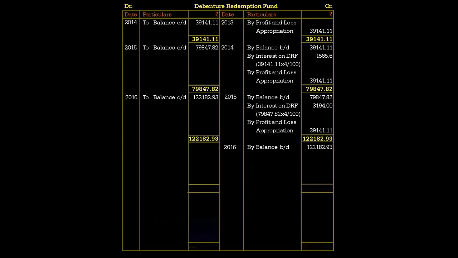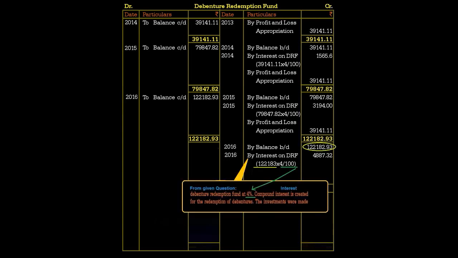The fourth year balance will be carried from the third year, that is on the credit side by balance brought down, the previous year's balance, 1,22,182.93. Once again interest on the amount already invested, that is by interest on debenture redemption fund account, 1,22,182.93, that will be approximated. It is made 1,22,183 into 4%, that comes to 4,887.32. Then the fourth year's installment.